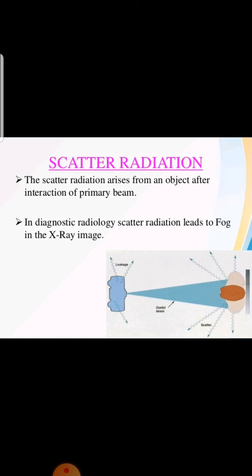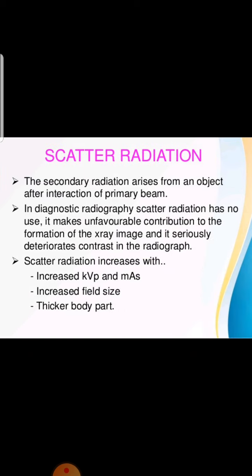So we try to limit the amount of scatter radiation by using various devices. This secondary radiation arises from an object after interaction with the primary beam, and it totally depends on the composition of the body. If the body is thick, so definitely the area that you are going to examine is thick, there will be more scatter radiation.